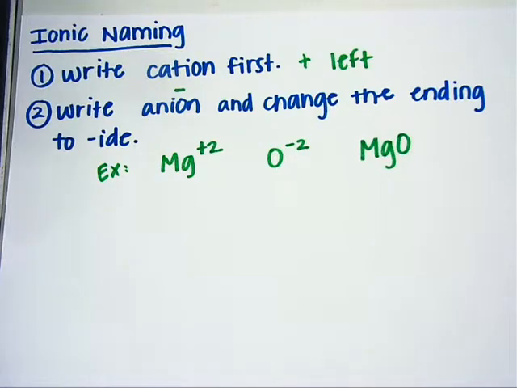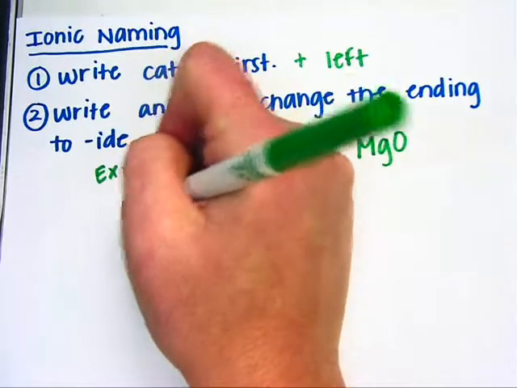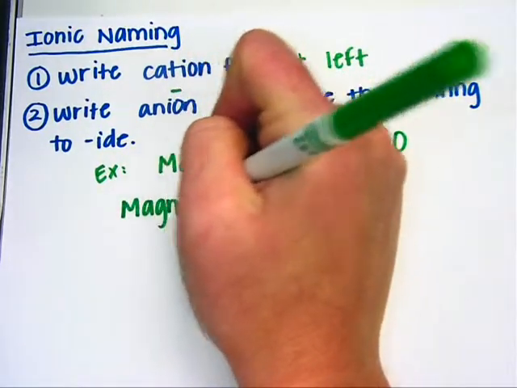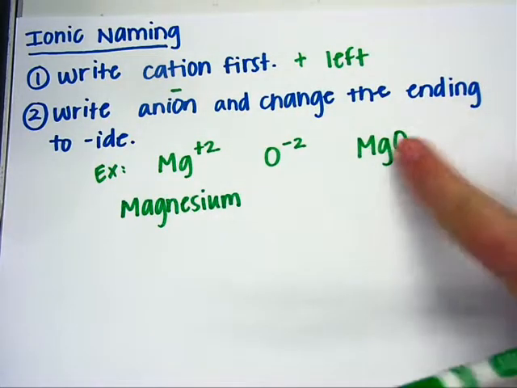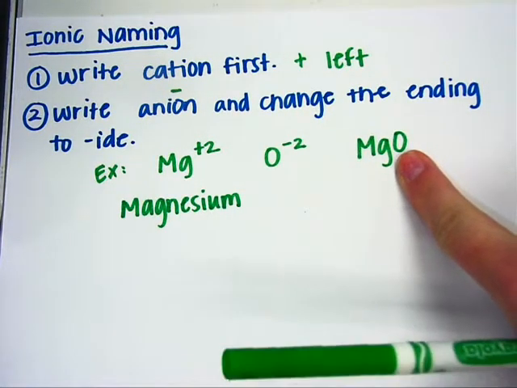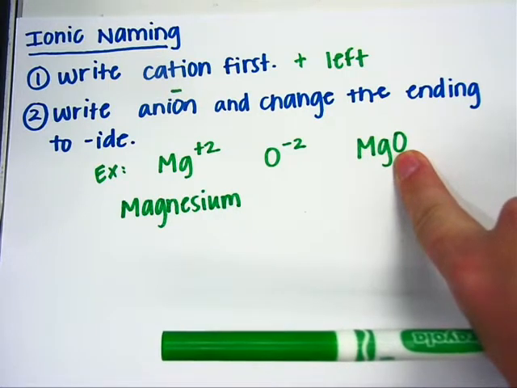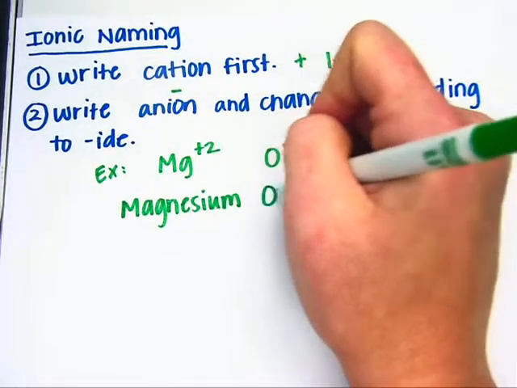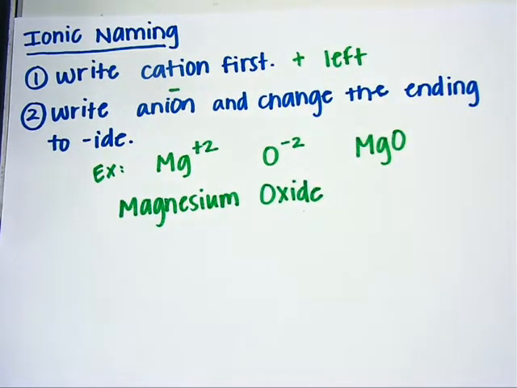And so now we need to name it. So my first element was Mg. That is my cation, which is magnesium. So I'm just going to write its name, just like it is on the periodic table. And then the second element I had was oxygen, which is the anion. Instead of just writing oxygen, I'm going to change the ending to IDE. So it will be magnesium oxide. And that's it. Ionic naming is pretty simple.